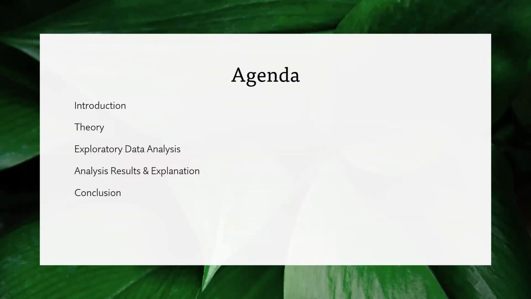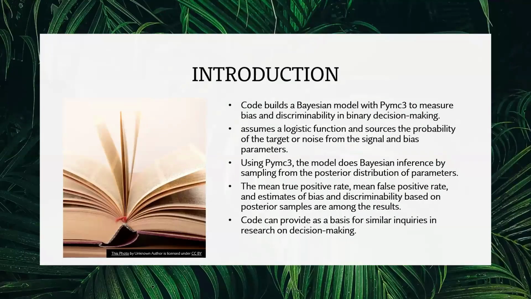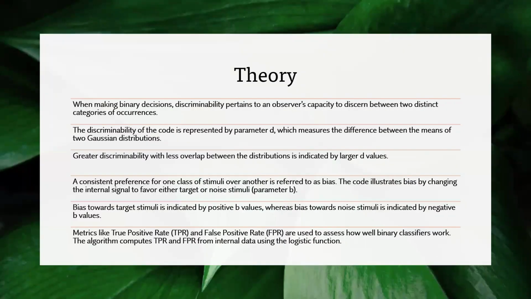This presentation will cover the theory of exploratory data analysis and how it can be used to make predictions. It will also discuss the importance of exploratory data analysis. This code implements a Bayesian data model in PyMC3 for quantifying bias and discriminability in binary decision making, leveraging logistic functions and posterior sampling. It yields metrics like mean true positive rate, false positive rate, and estimates of bias and discriminability, serving as a foundation for decision making research.